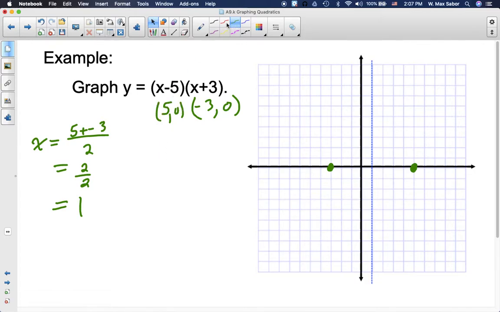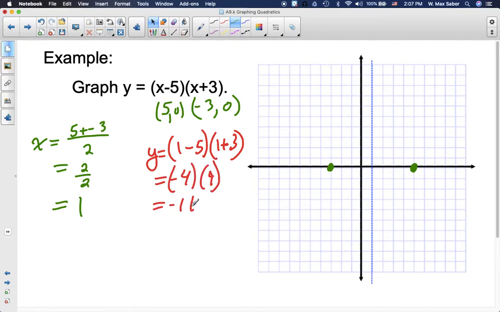Now we can plug in 1 as our x-coordinate. Negative 4 times 4 gives us negative 16, and that's super far down. So let's say that this is going by fives. This is 5, 10, 15, 20. So now this will be 16. And now we can use that, and we have an approximation of our graph.